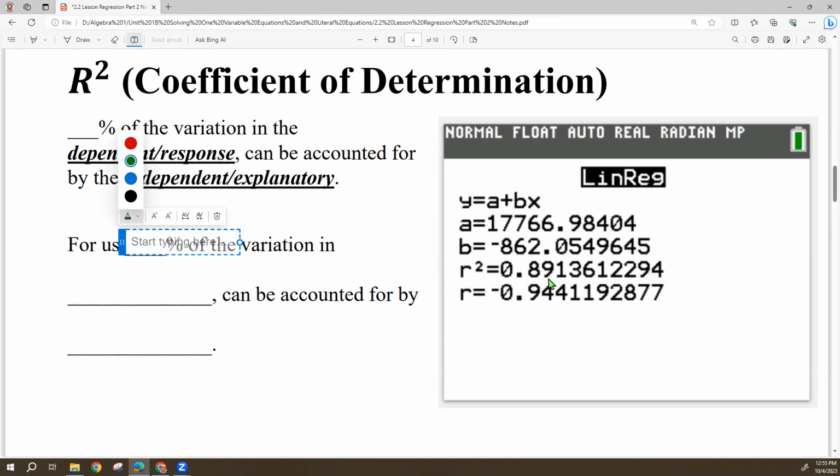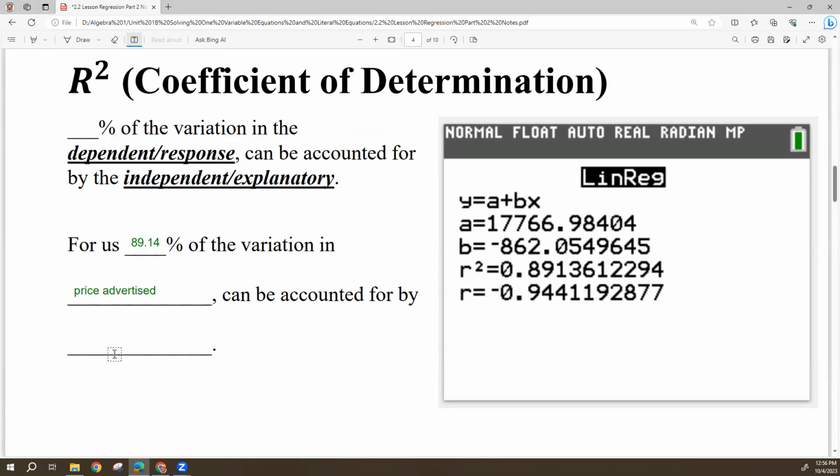Our R squared value, we would move the decimal place 2 to the right and make it 89.14%. I guess I didn't need the percent in there. So 89% approximately of the variation in our dependent or response variable, which was the price advertised for our vehicles.